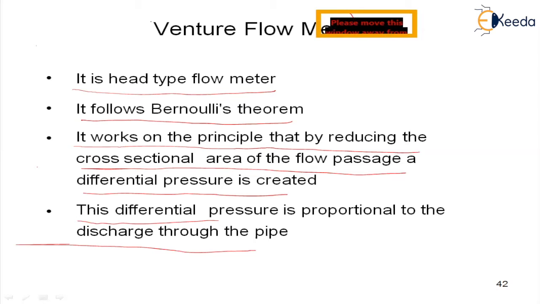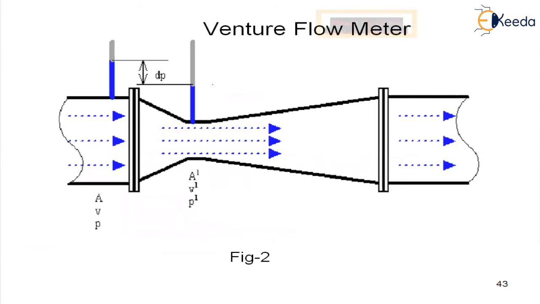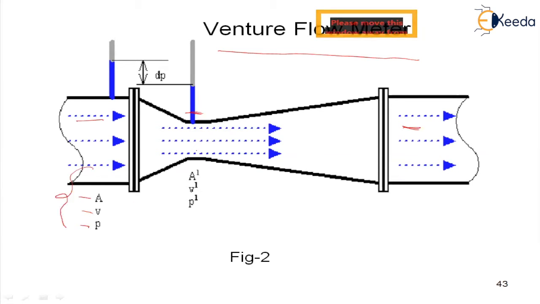Before going further, this is the Venturi flow meter, my dear students. In this Venturi flow meter, it consists of three sections. One is called the throat, one is called the upstream, and one is called the downstream. Here the area, velocity, and pressures correspond to each section, and at the throat, A dash is the area, V dash is the velocity, and P dash is the pressure. As I told you, the Venturi flow meter consists of three important sections.